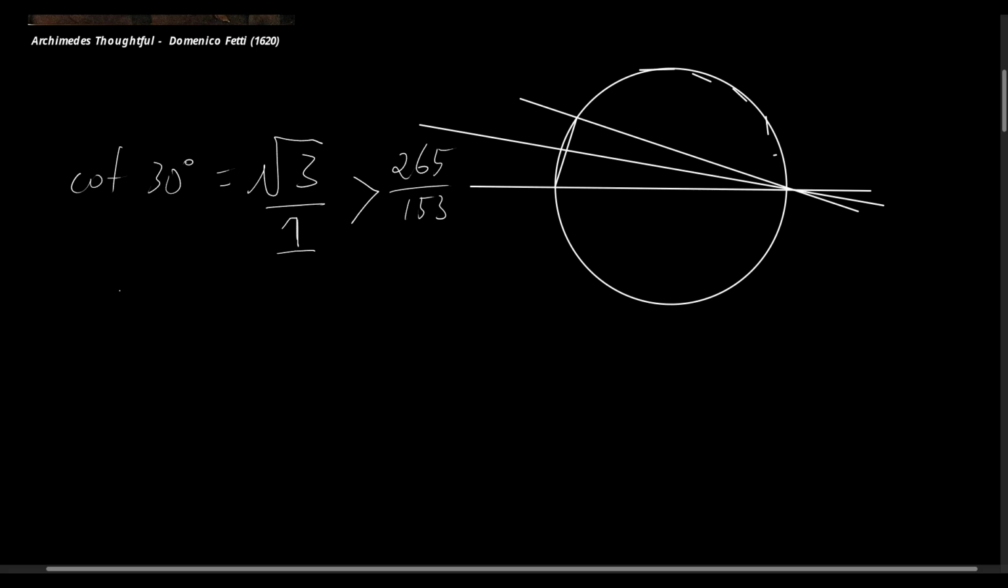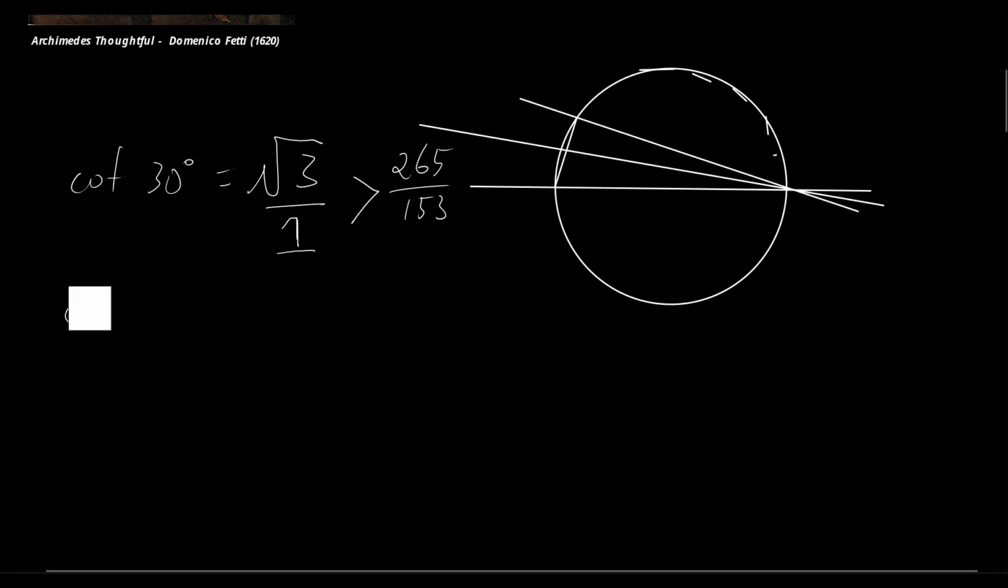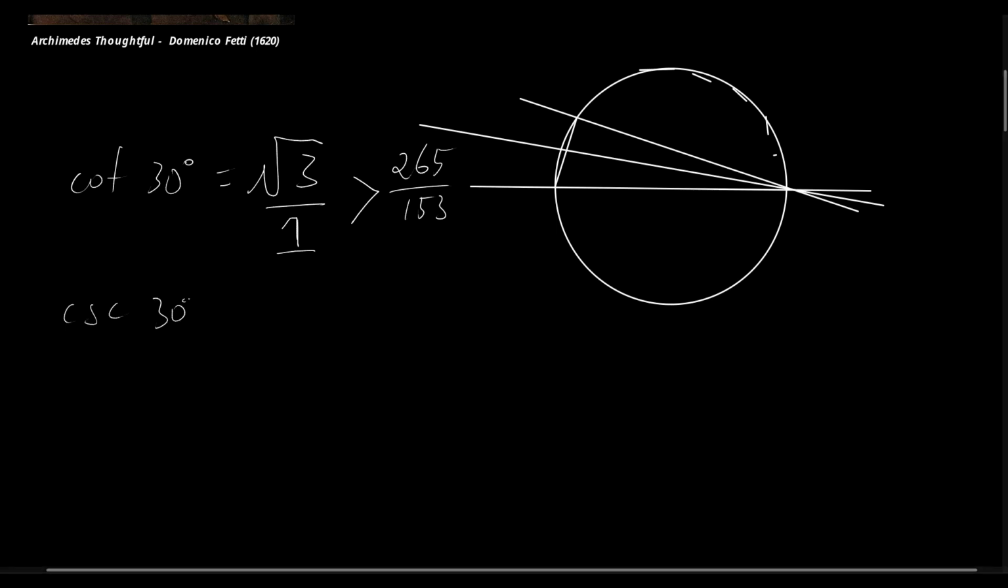And he also started out with the cosecant value. Cosecant of 30 degrees, or just call it theta.